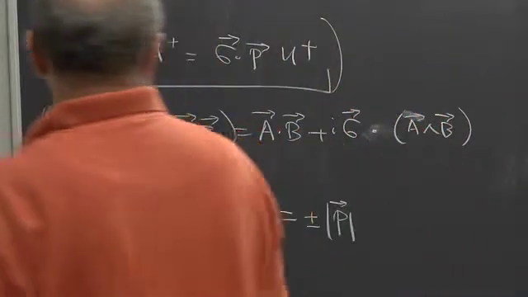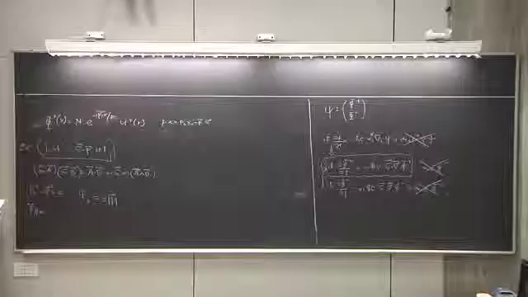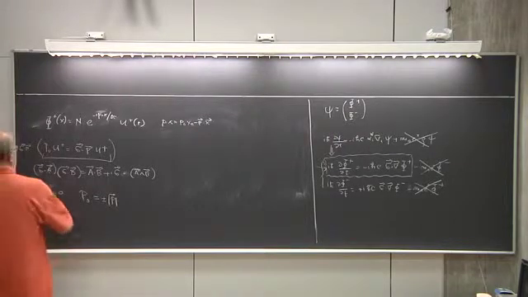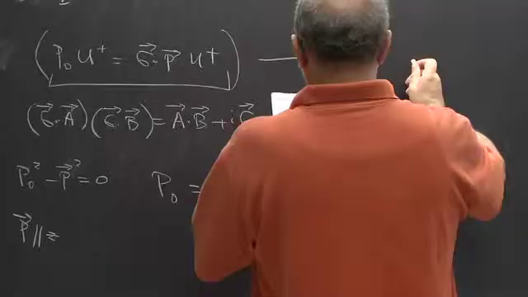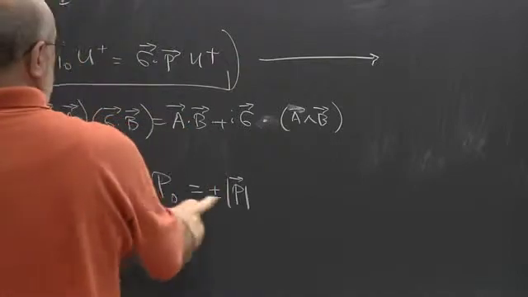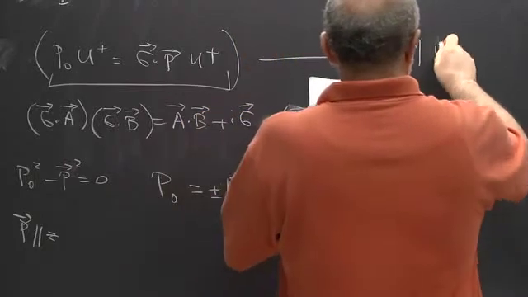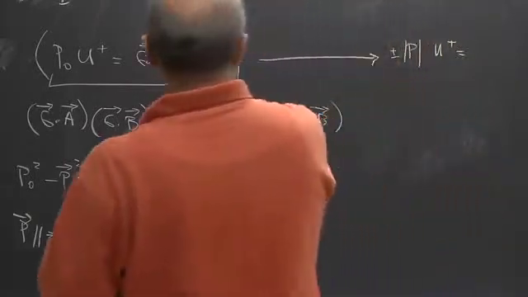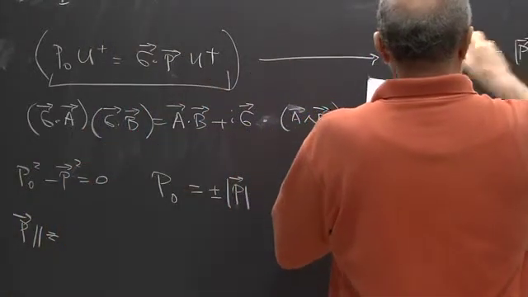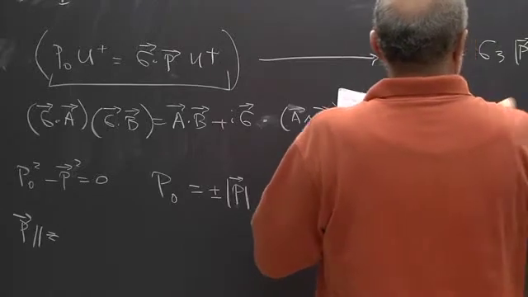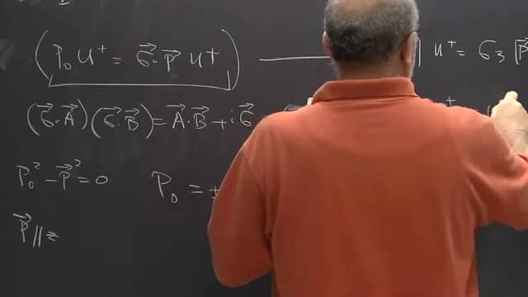But now let's go and solve. I think we got roughly to this point. Let's make a choice that p is parallel to the z-axis. Then this equation becomes the following one. P0 I replace with plus minus p u plus. This is along z, so I have only sigma 3 p u plus. So basically I get sigma 3 u plus equal plus minus u plus.